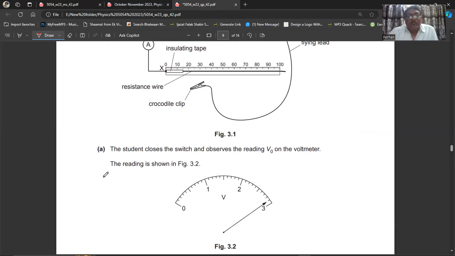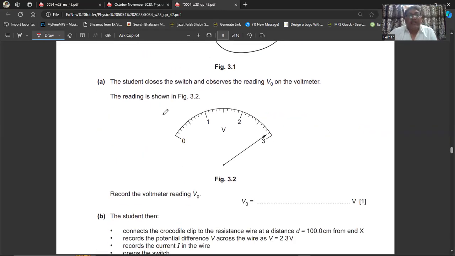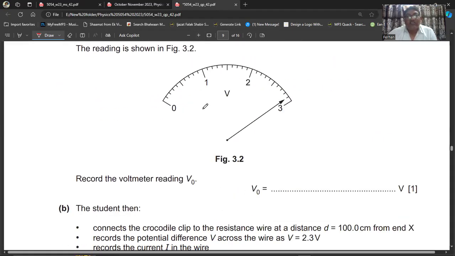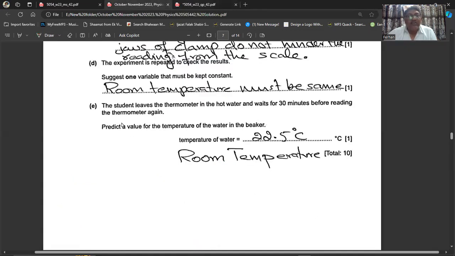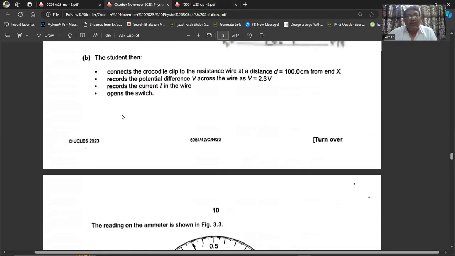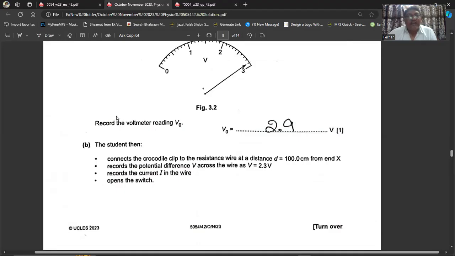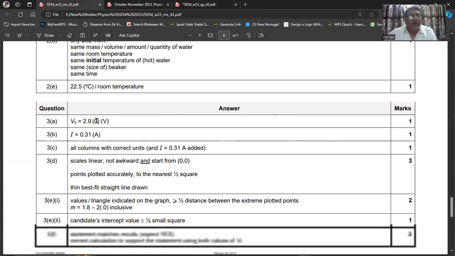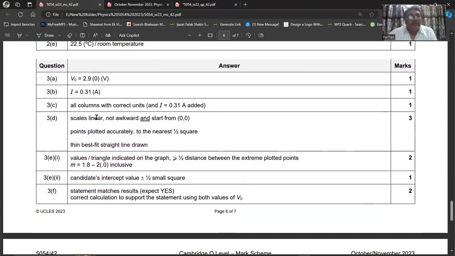A part. A student closes the switch and observes the reading V naught of the voltmeter. The reading is shown in figure 3.2. So you have to tell how much is this reading. 2.1, 2.2, 2.3, 2.4, 2.5, 2.6, 2.7, 2.8, 2.9. So most probably the V naught reading is 2.9 volt. So here we got 2.9 volt.